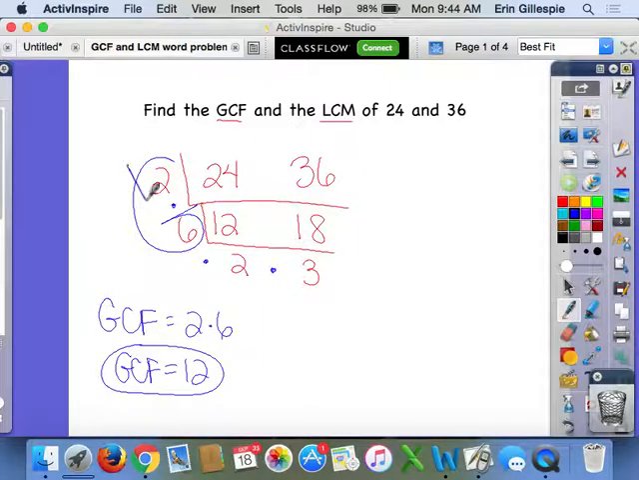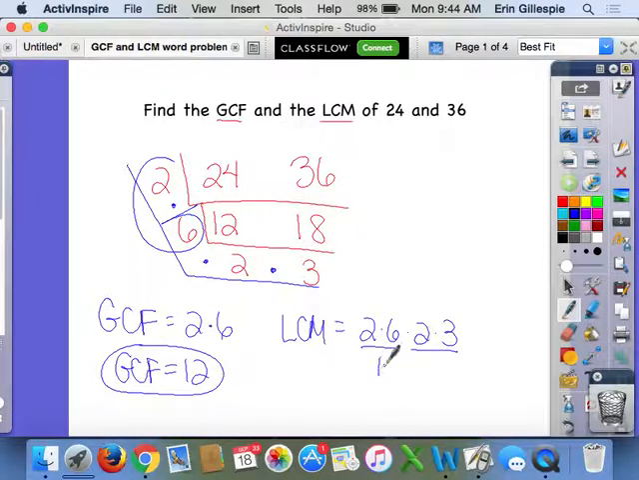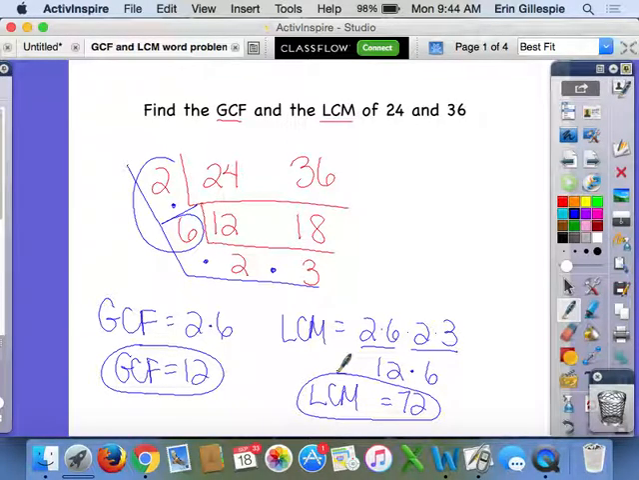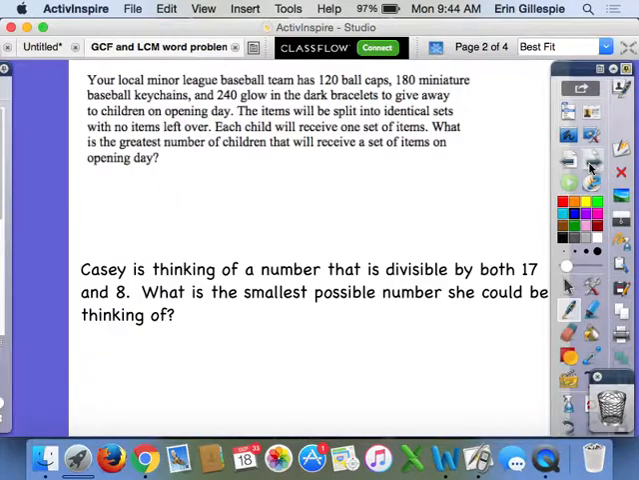My LCM, remember, is all these numbers on the outside multiplied together. So 2 times 6 times 2 times 3. You can group that. 2 times 6 is 12. 2 times 3 is 6. 12 times 6 is 72. So my least common multiple, the smallest multiple 24 and 36 have in common, is 72. In other words, if I count by 24s and I count by 36s, 72 is the first number they'll have in common. So let's look at some word problems.